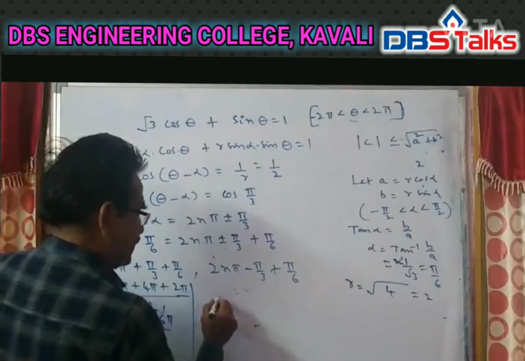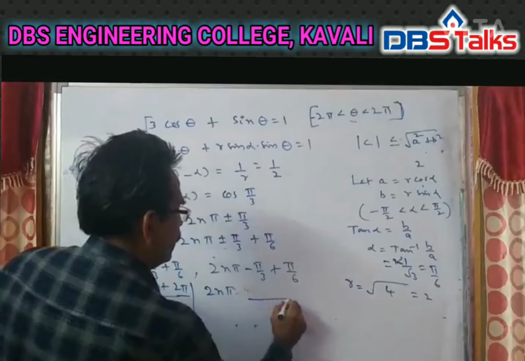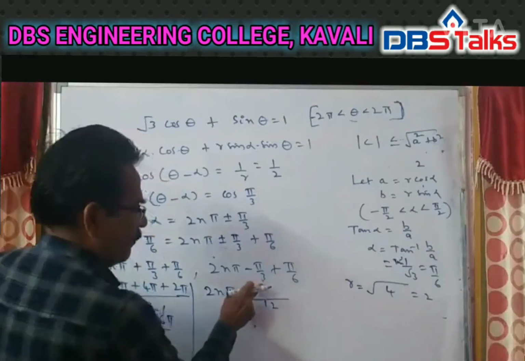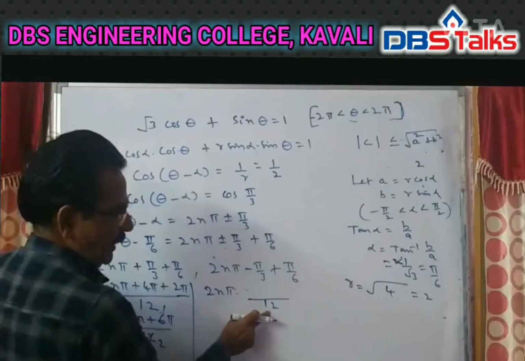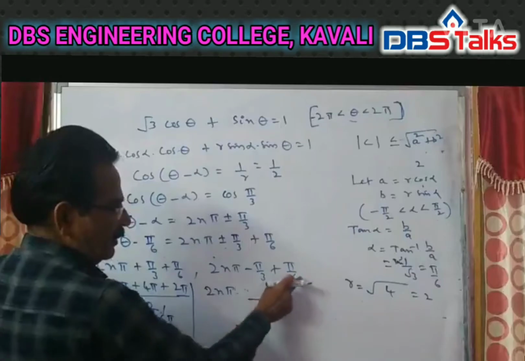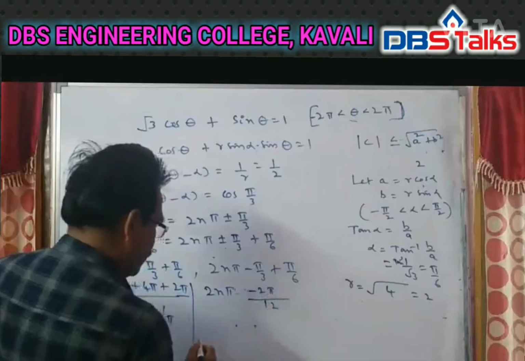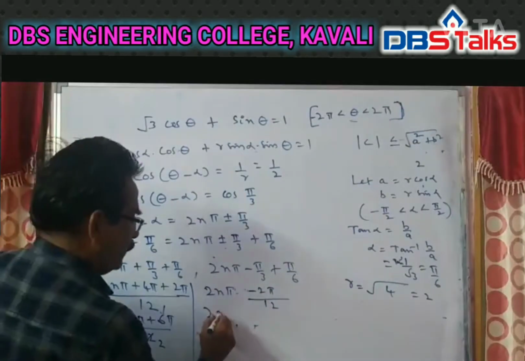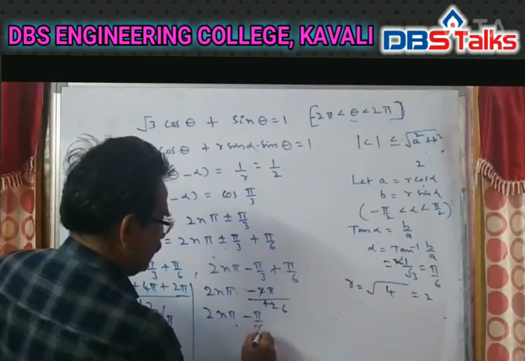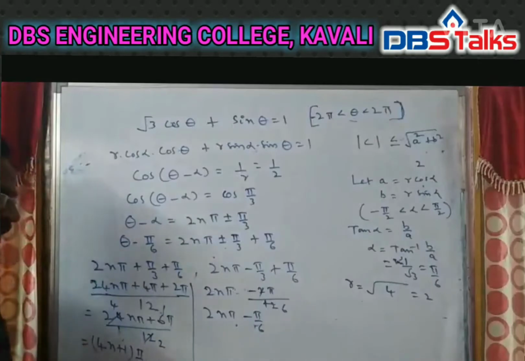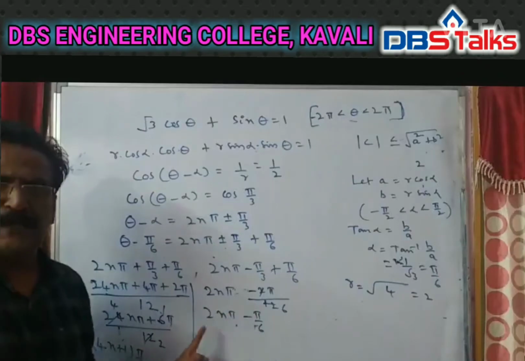And the second solution is 2n pi LCM 12 minus 4 pi plus 2 pi minus 4 pi plus 2 pi minus 2 pi, 2n pi minus pi by 6. 2n pi minus pi by 6 is the another solution. So these are the two solutions which we have.